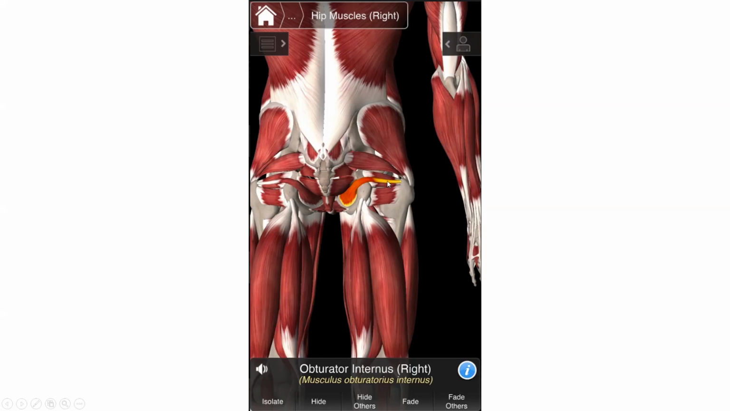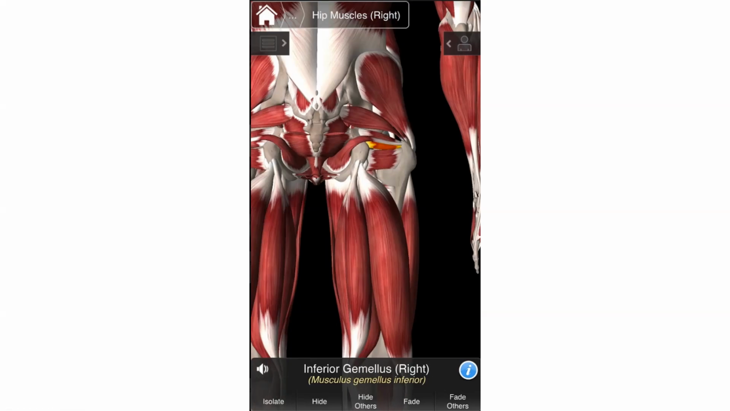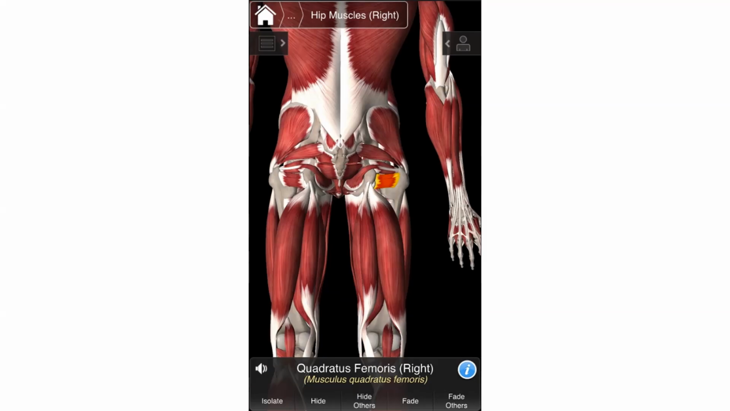So just superior to the ischial tuberosity, and then inserts on the greater trochanter, also an external rotator. And then we can move down to the inferior gemellus. So originating from essentially that lateral aspect of the ischium into the greater trochanter, external rotation. And then we have our quadratus femoris, again, lateral aspect of the ischium, and then greater trochanter, external rotator.